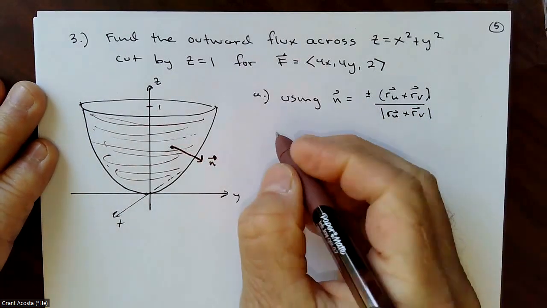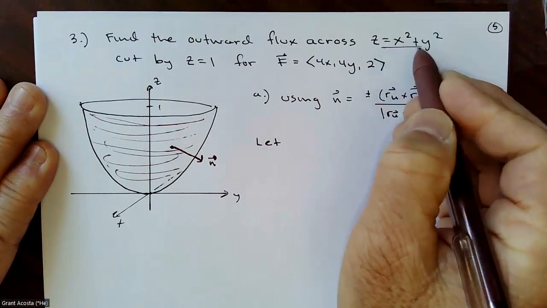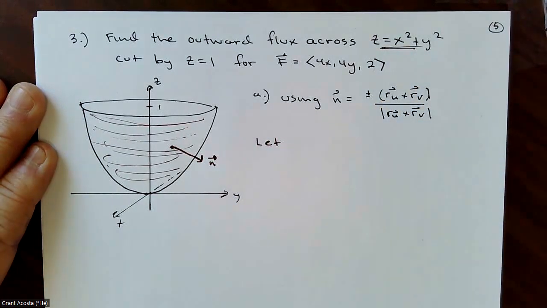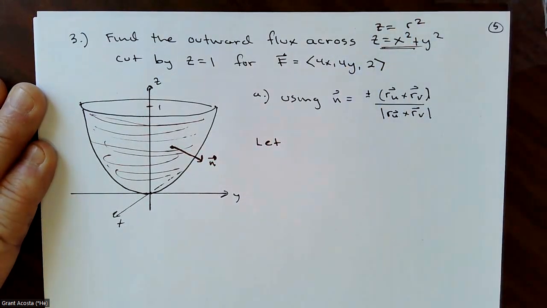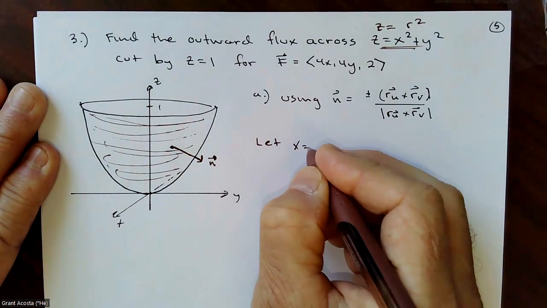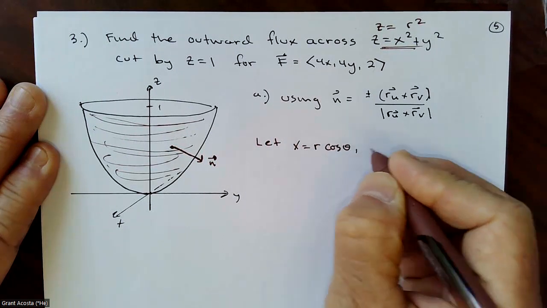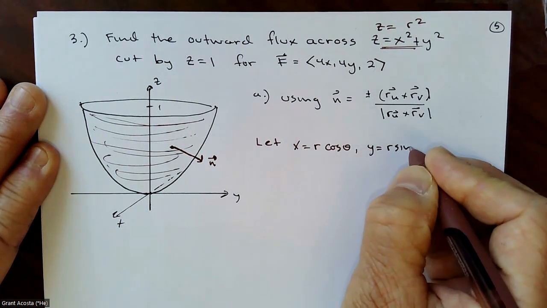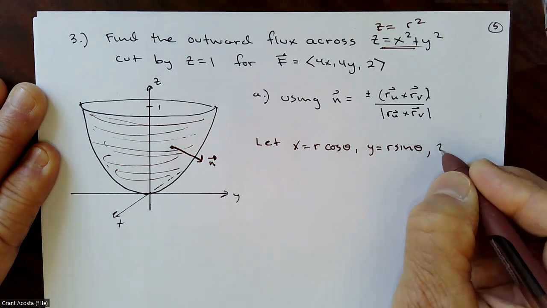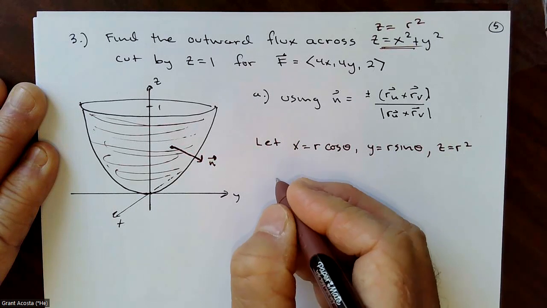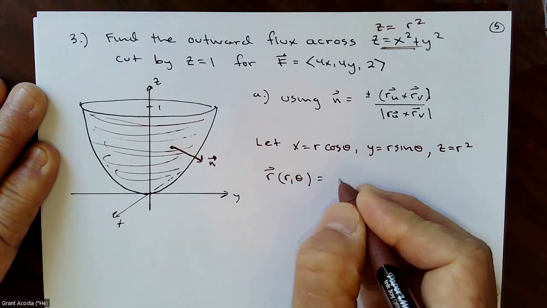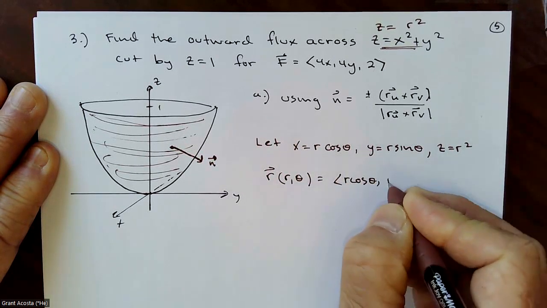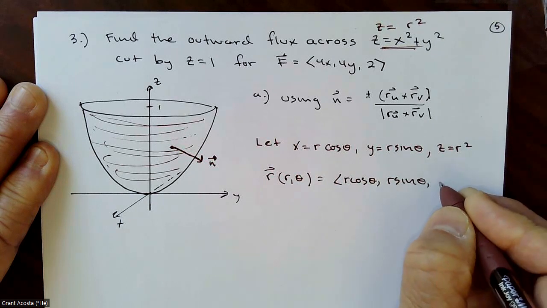Okay, so for this one, we have to parameterize. For a paraboloid, we've done this before. We're probably going to want to use r, right? Because z equals x squared plus y squared is really z equals r squared. So our parameterization is we're going to let x be r cosine theta, y equal r sine theta, and z itself is just equal to r squared. So r of r, theta is r cosine theta, r sine theta, r squared.